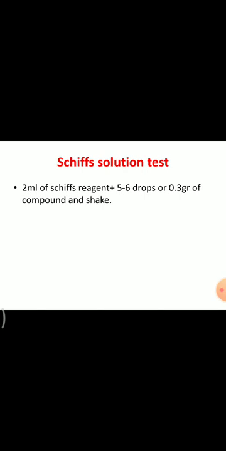For this test, first we have to take 2 ml of the Schiff's reagent in a test tube, and to this we have to add 5 to 6 drops of the given compound, or if the compound is solid, then we have to add 0.3 grams of the compound, and shake vigorously for around 2 minutes. Then if a deep red or sometimes violet color appears, it indicates the presence of aldehydes, or an aldehyde group.